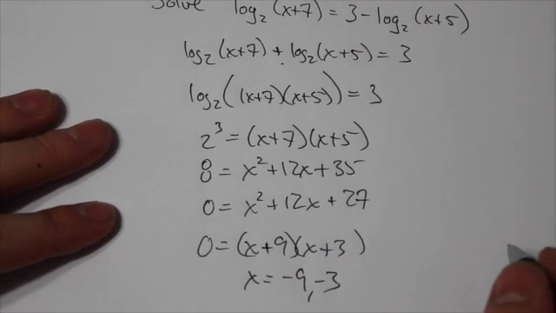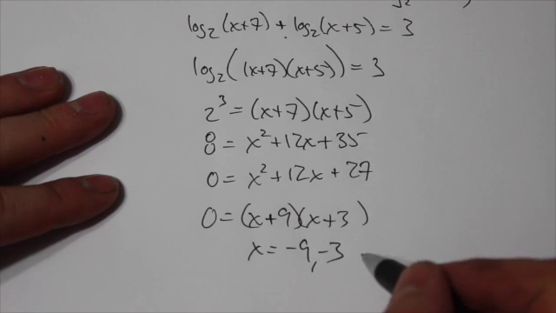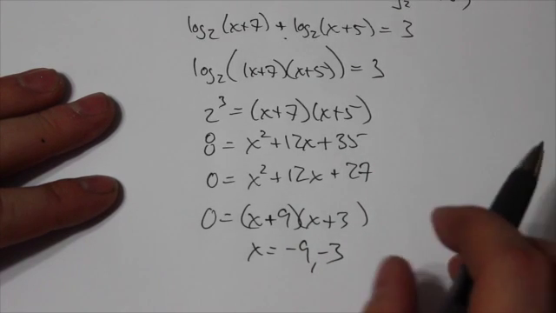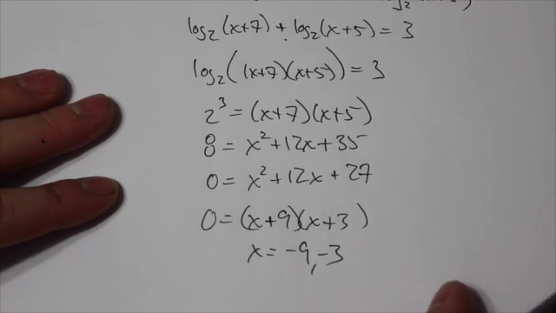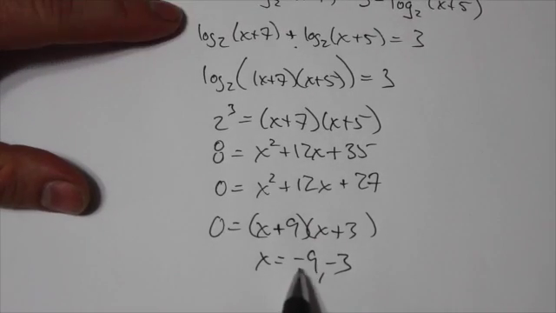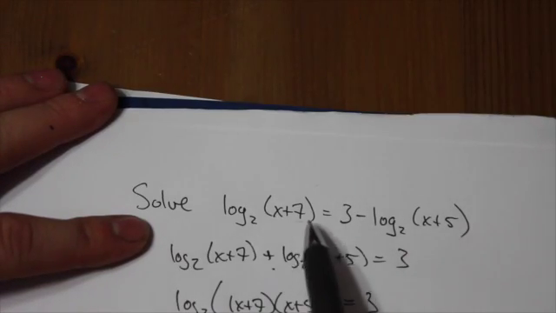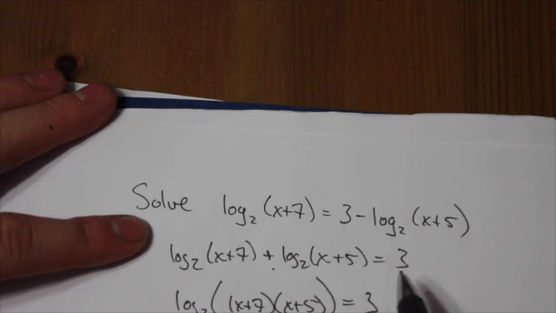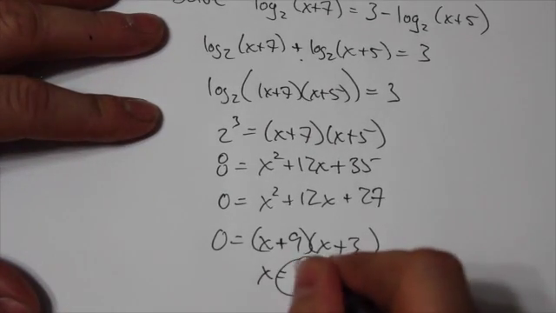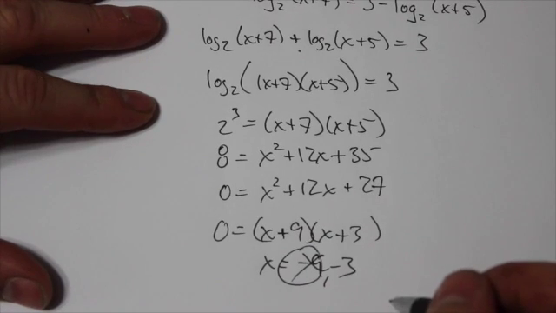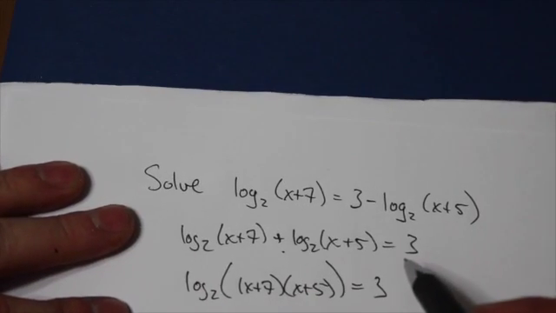Now that's a neat place to be, especially for a log equation, because we know that you can't take the log of a negative. But let's take a quick look up here. Take the -9. What's -9 plus 7? Well, that's -2. Well, okay, I can't take the log of -2, so that means the -9 does not work in the original question. But if you take the -3 and plug it in, -3 plus 7 is 4.